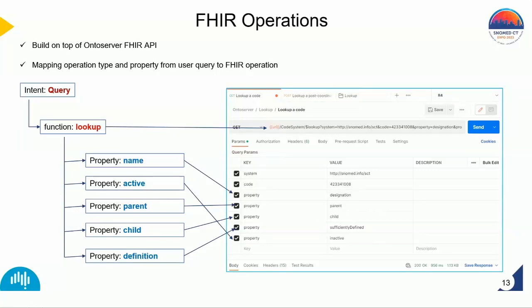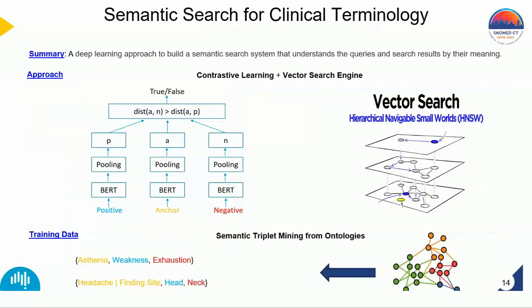The FHIR lookup operation is indeed represented as a RESTful API function. Therefore, in this step, we simply map the property extracted from the user query to the corresponding parameter in the lookup REST query.